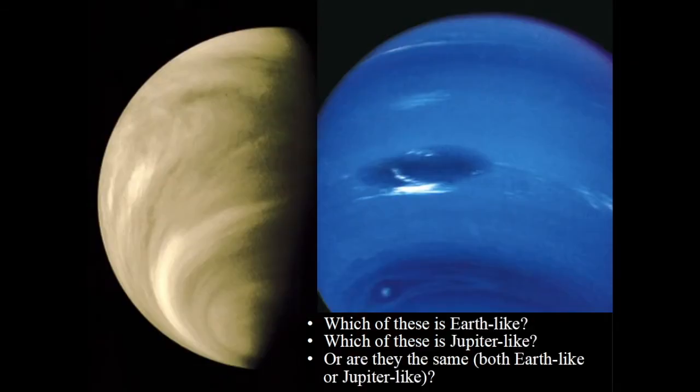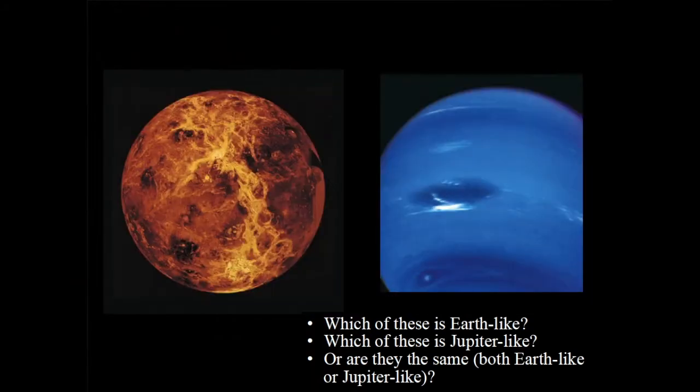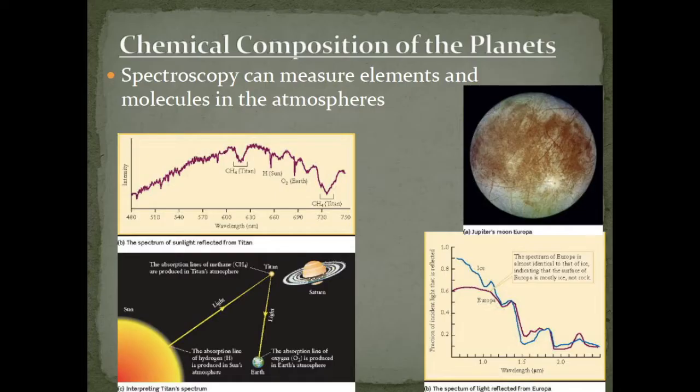Which of these is Earth-like? Which of these is Jupiter-like? By looking at these types of images, we can start to make some kind of conclusions about the planets that we see. If you looked at these two planets, what would you say? Which is Earth-like? Which is Jupiter-like? What are the features that make you think one planet looks more like Earth versus another? Are you thinking about the atmosphere, the surface composition? This is part of comparing the planets.